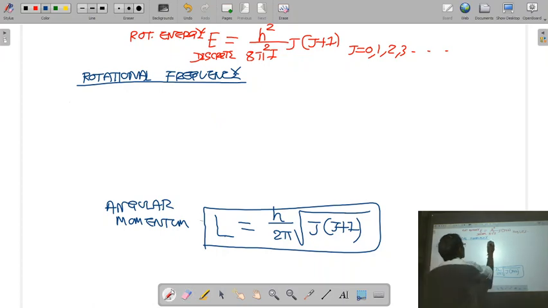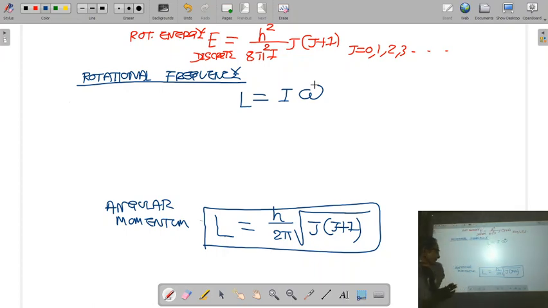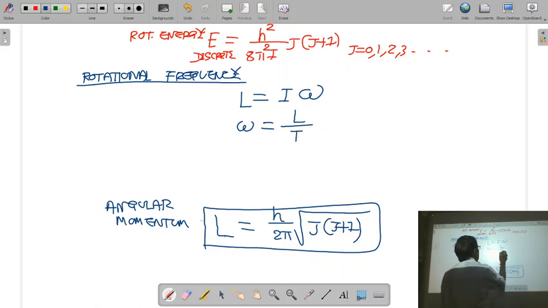L is equal to I omega. You know that linear momentum P is defined by mass into velocity, mv. And angular momentum L is defined by, instead of mass, the moment of inertia I, and instead of linear velocity, the angular velocity. So this omega is equal to L upon I.